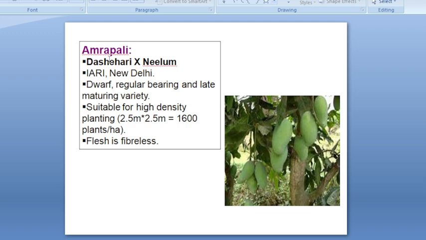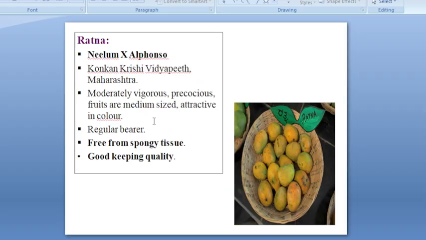Amrapali, it is a cross of Dasheri into Neelam. So it is suitable for high density planting. It has dwarf nature, even fiberless quality is also there. We can use around 2.5 by 2.5 meter spacing. We can accommodate around 1600 plants per hectare without compromising the yield.